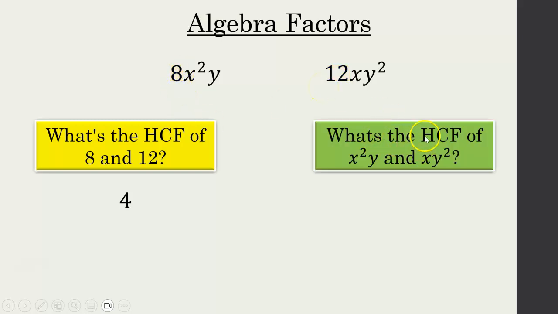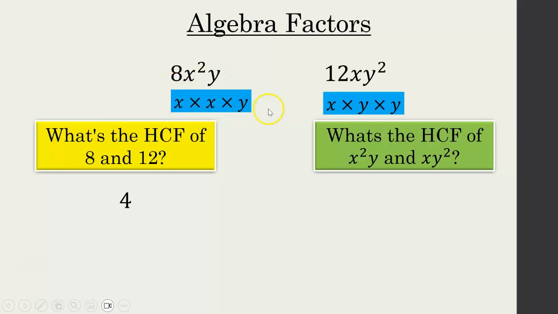Okay, a bit trickier now. What's the highest common factor of x squared y and xy squared? First off, what I would do is think about it. x squared y is x by x by y. xy squared is x by y by y. So y squared is y by y, x squared is x by x.